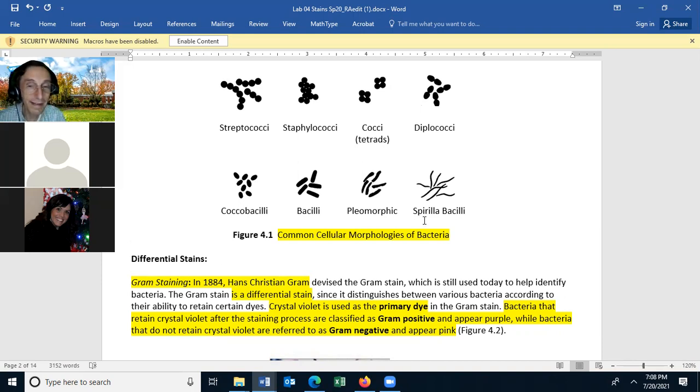Okay, it's because they only have one cellular growth arrangement, and that is singlets. That's why we didn't discuss it with the spirilla. Okay? All right, so let's talk about the differential stains.